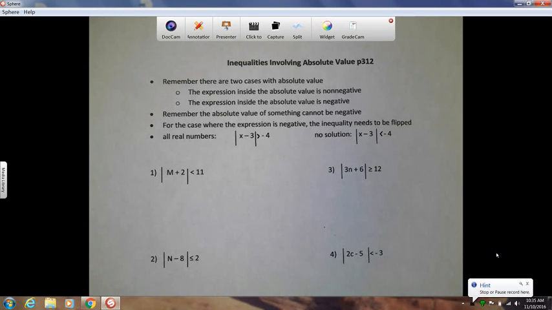Inequalities involving absolute value, make sure to annotate. So I need to see things on here that are not just numbers. Then of course remember to take the Edmodo quiz after you're done.